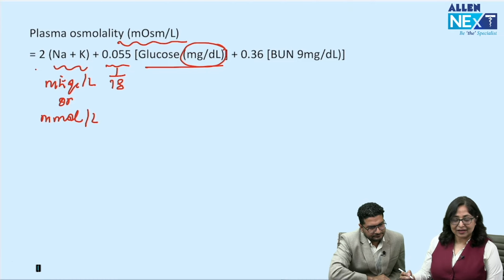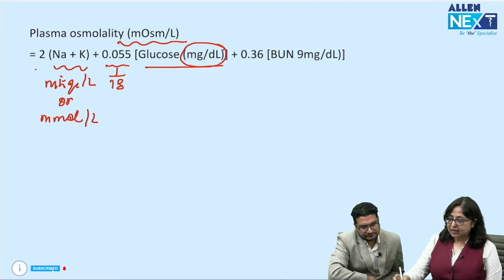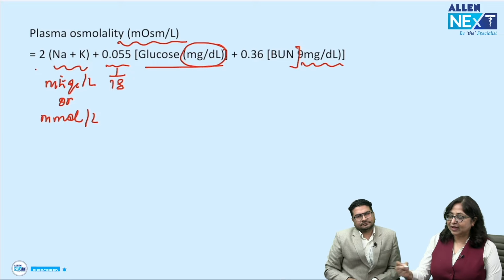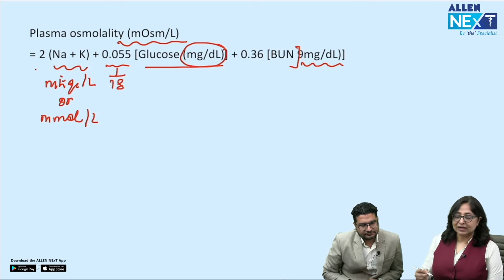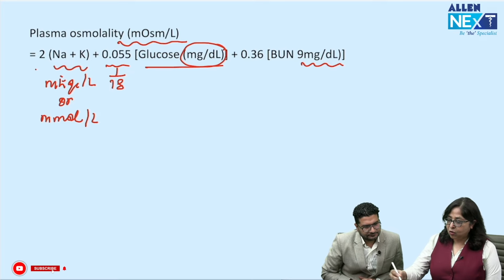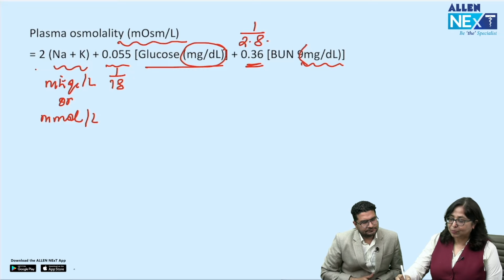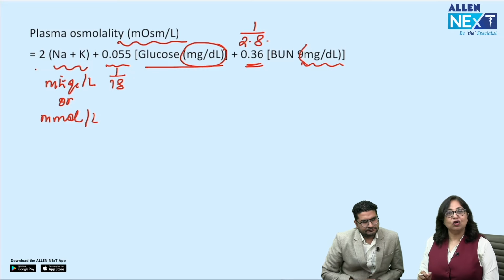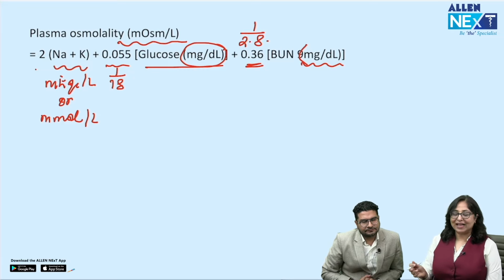Plus 0.36 into blood urea nitrogen. For the same reason, blood urea nitrogen is in milligrams per deciliter. To convert it to milliosmoles per liter, we will multiply it by 0.36, which can also be written as 1 upon 2.8. So what is the major contributor to plasma osmolality?